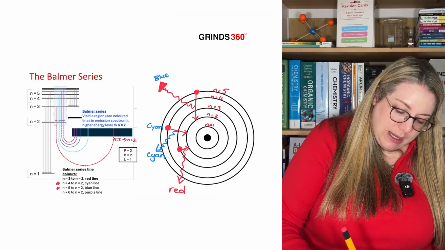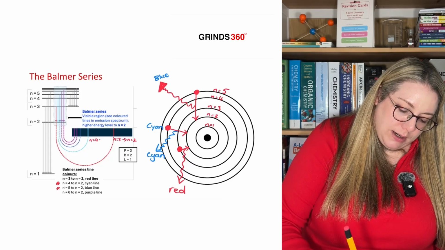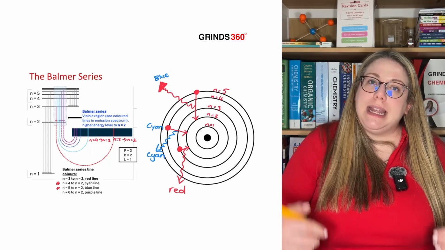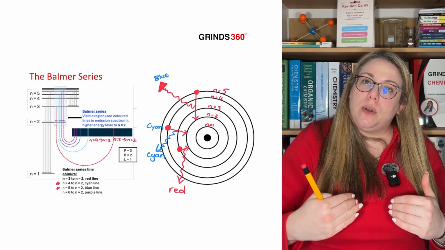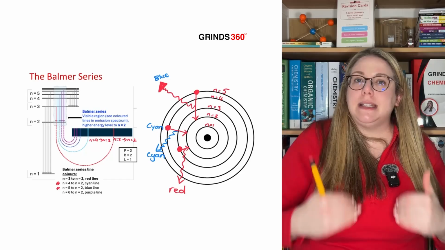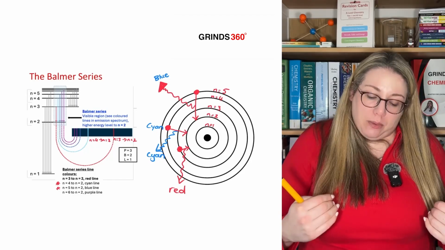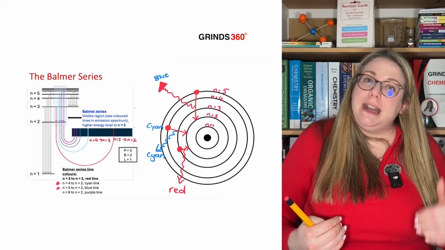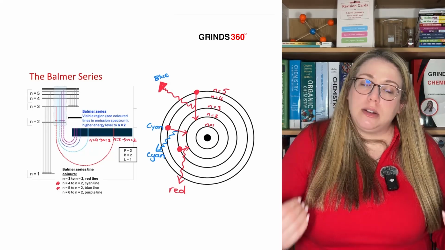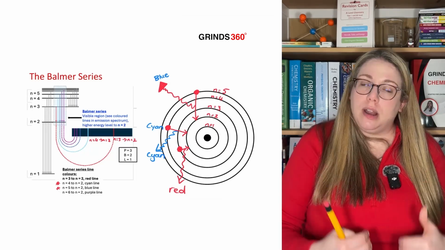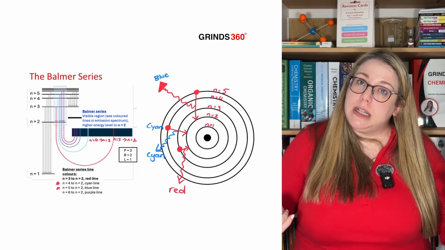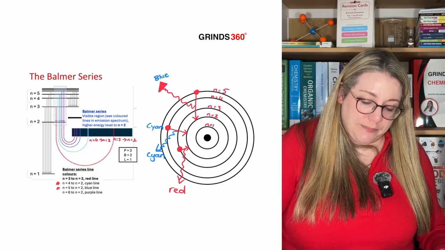Then the next one, you have n is equal to 4 to n is equal to 2. But the key thing that they all have in common is the energy level the electron is falling back to will always be n is equal to 2. That makes them the Balmer series. If your electron falls back to any other energy level, then you're not going to produce one of these coloured lines in the Balmer series. You will produce one of the other two, which is the Lyman or the Paschen series.